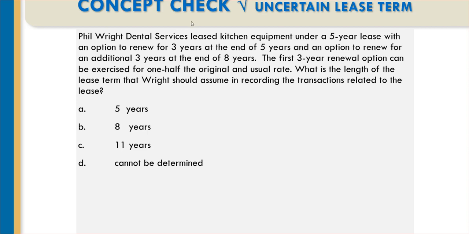I don't particularly like this problem. I have to explain it to you. It says the first renewal option can be exercised at half of the original usual rate. And the implication here is that it's going to be so cheap to extend that they are going to extend it. So you are going to say reasonably certain, because it's just such a good deal.